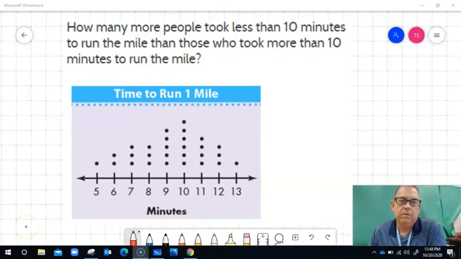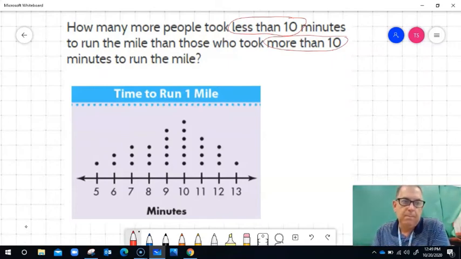Okay, let's go ahead and look at this next problem. It says, how many more people took less than 10 minutes to run a mile than those who took more than 10 minutes to run a mile? So important information in this is I'm going to circle the word less than 10 minutes and more than 10. So that's the important information. I box in how many more. Okay, that tells me an operation that I need to use.